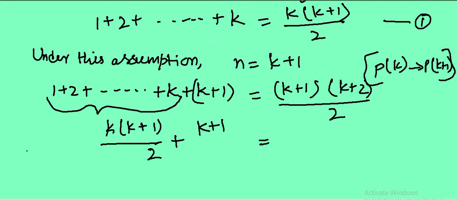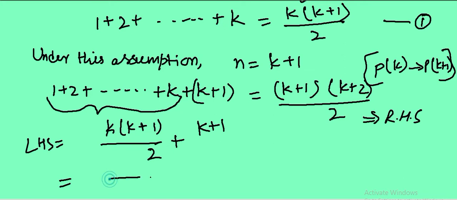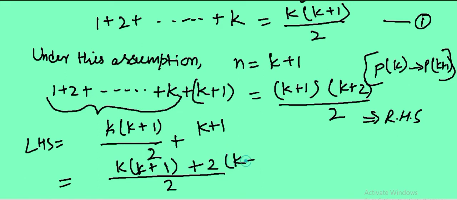So if this LHS is equal to RHS, then it will be true for k plus 1 as well. So just calculate this side, right? If you put 2 here and then take the LCM, this will be your k plus 1, plus 2k, plus 1.